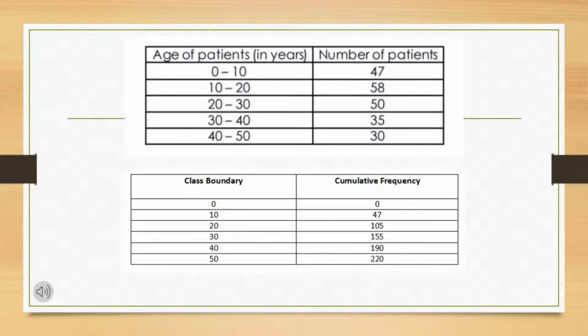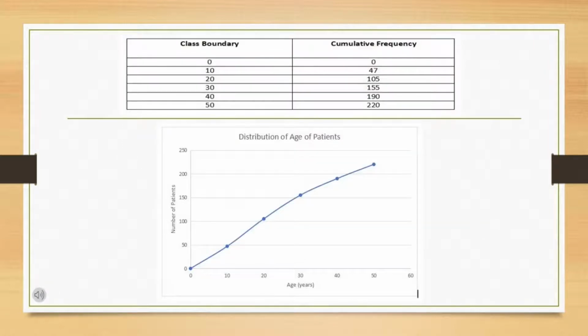For example, 47 plus 58 is 105, 105 plus 50 is 155, and so on. For the graph, the y-axis is for frequency and the x-axis is for class boundary. And then we put a dot on the graph by referring to the class boundary and frequency. For example, 10, 47; 20, 105; 30, 155, and so on.